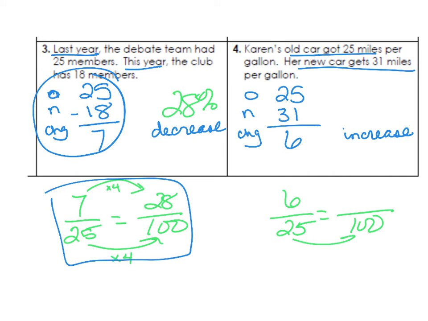So again, let's go the easy way. 25 times 4 gives me 100. 6 times 4 gives me 24. This was a 24% increase. Let's do a few more just to make sure.